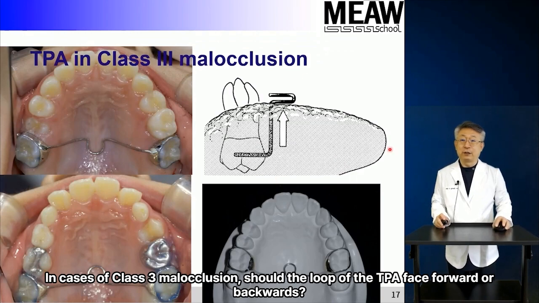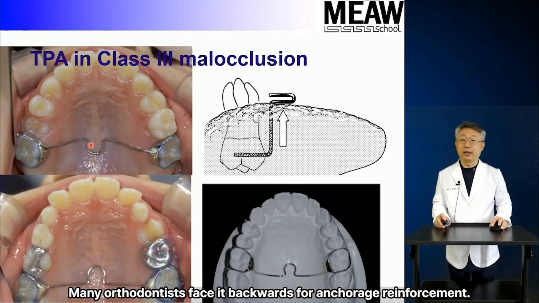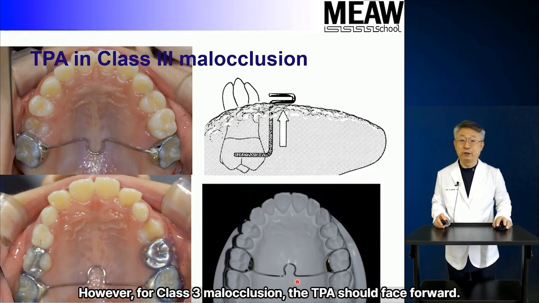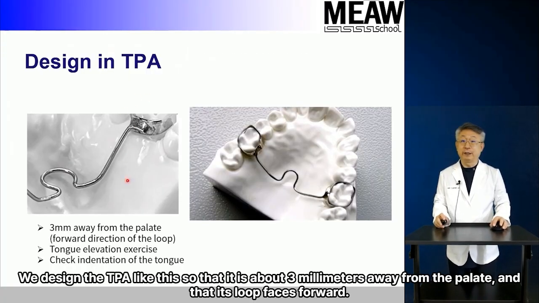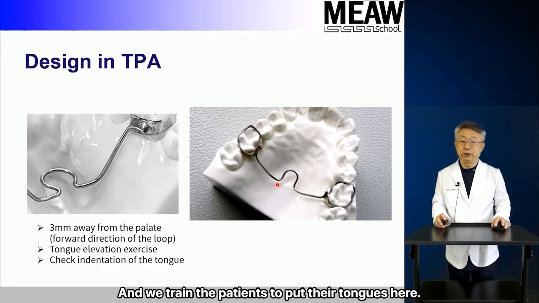In cases of Class 3 malocclusion, should the loop of the TPA face forward or backwards? Many orthodontists face it backwards for anchorage reinforcement. However, for Class 3 malocclusion, the TPA should face forward. We design the TPA like this so that it is about 3 millimeters away from the palate and its loop faces forward. And we train the patients to put their tongues here.